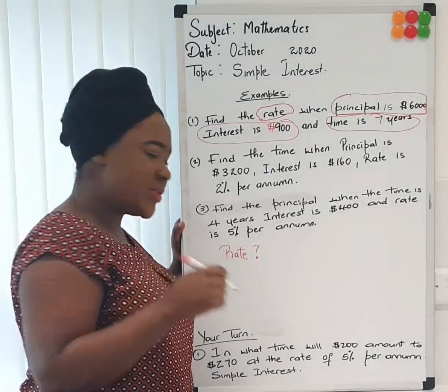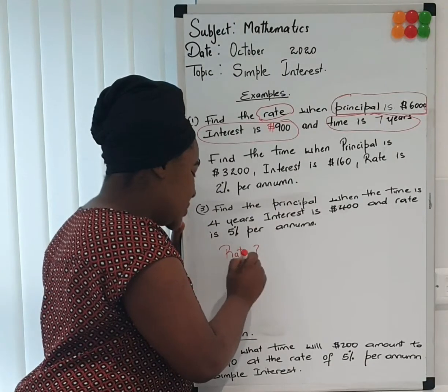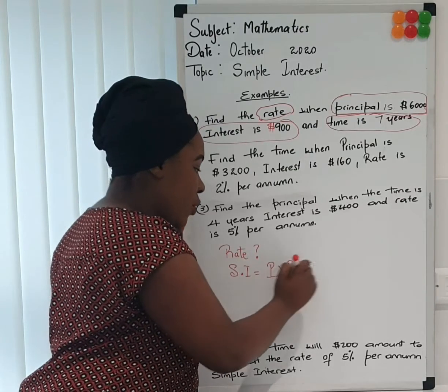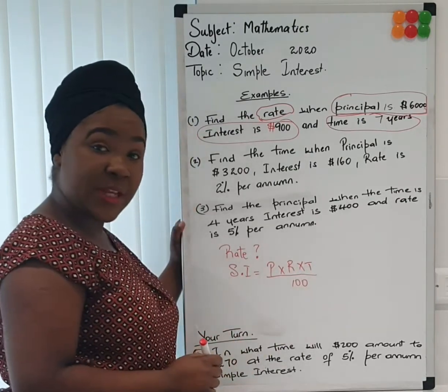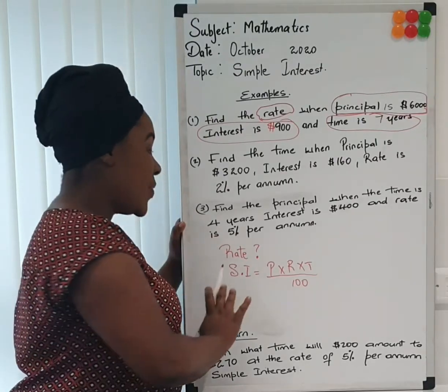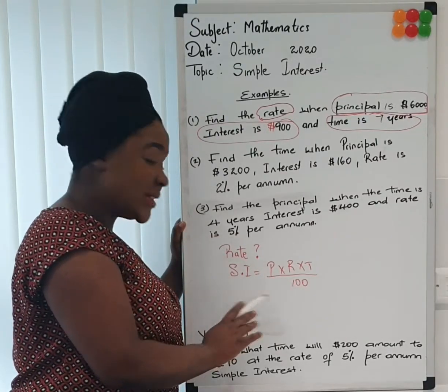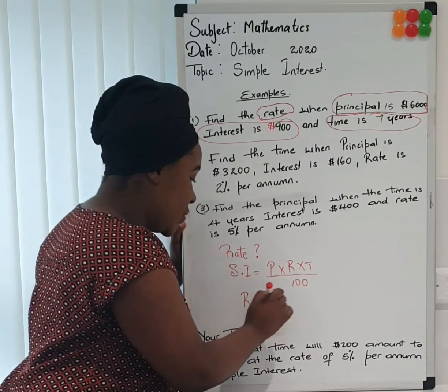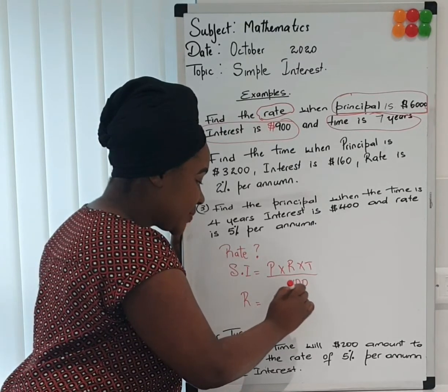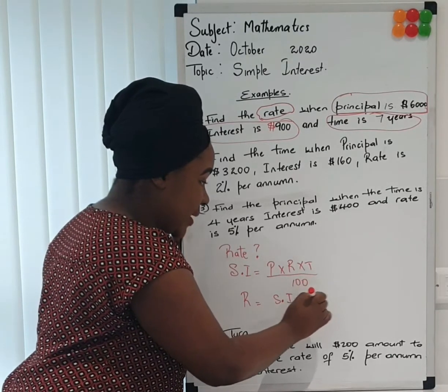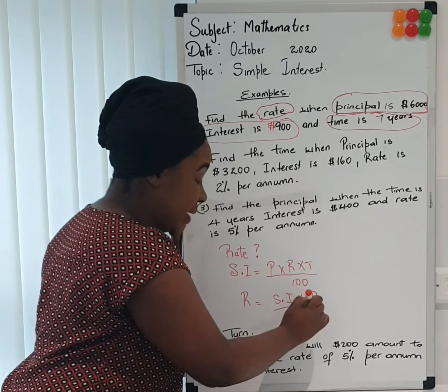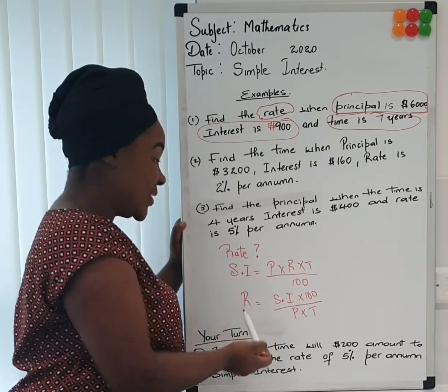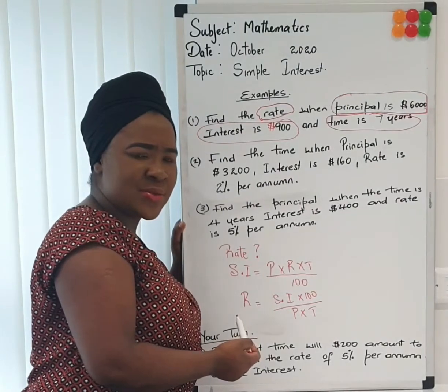Let's go back to the simple interest formula. Simple interest equals principal times rate times time over 100. So that's how we find simple interest. Now let's look at how we find rate. All we did was rearrange the variables that we have, and we get rate equals simple interest times 100 divided by principal times time. So that's how we got our formula for rate. We rearranged to make R the subject. You'll learn more about this as you do higher maths.